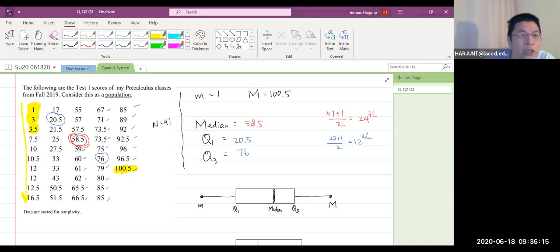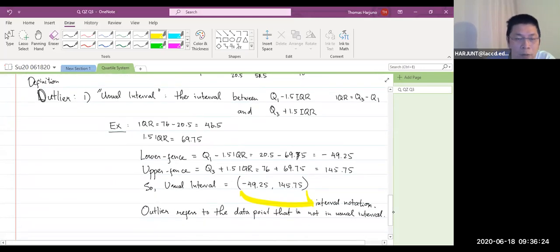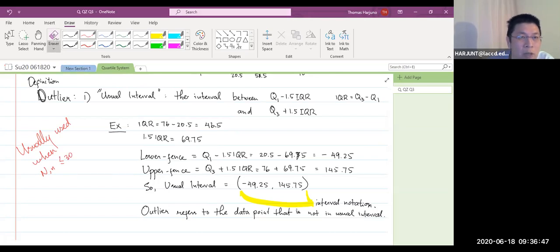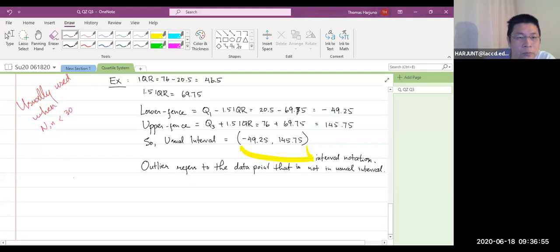Okay. Now, usually the method that I just showed you to find the usual interval and therefore find the outliers, the first method here, is usually used when the sample size or population size is less than 30. Let me say less than 30. This is an approximation though. Okay, now when the data size is larger, we use this second method.